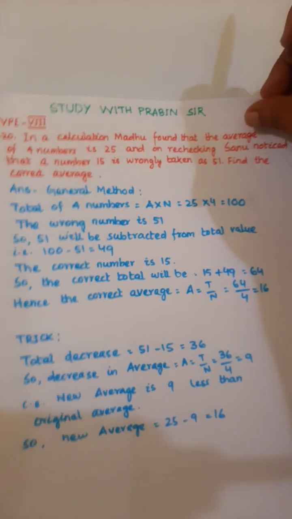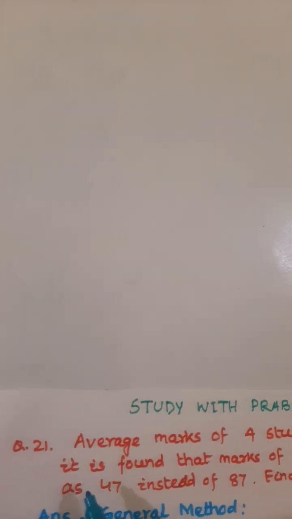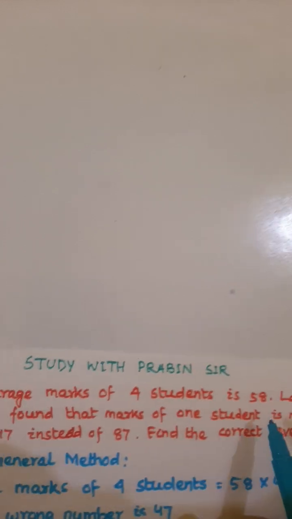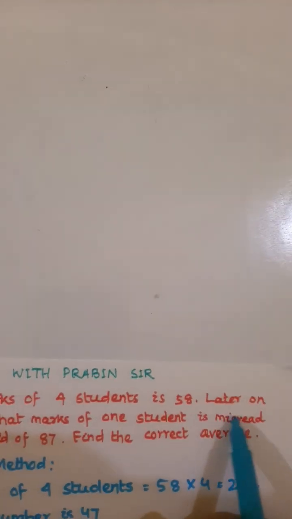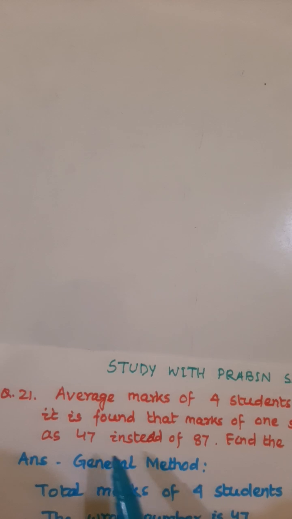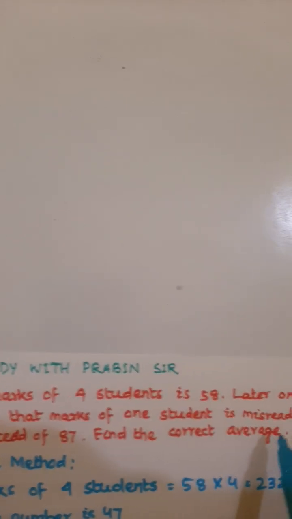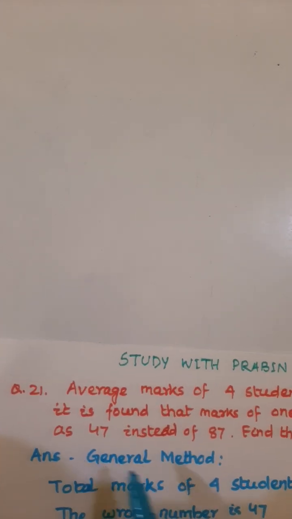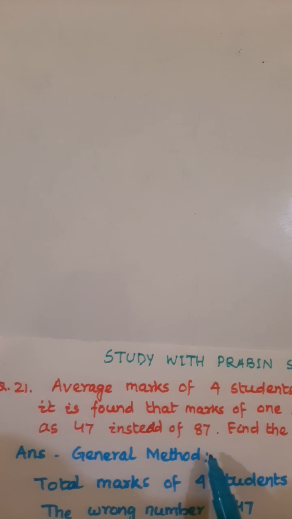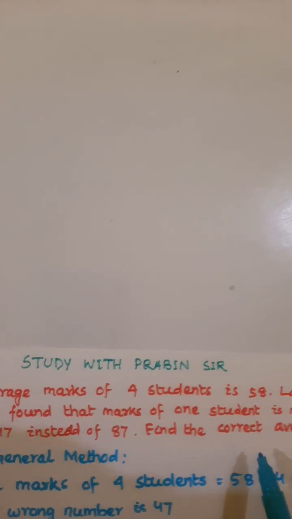Now the next question on type 8, that is question number 21. Average marks of 4 students is 58. Later on, it is found that the marks of one student were misread as 47 instead of 87. Find the correct average.